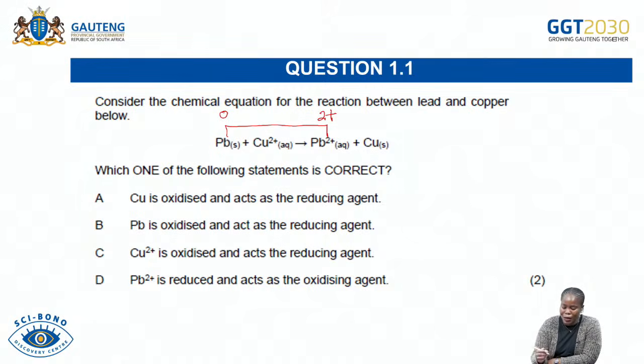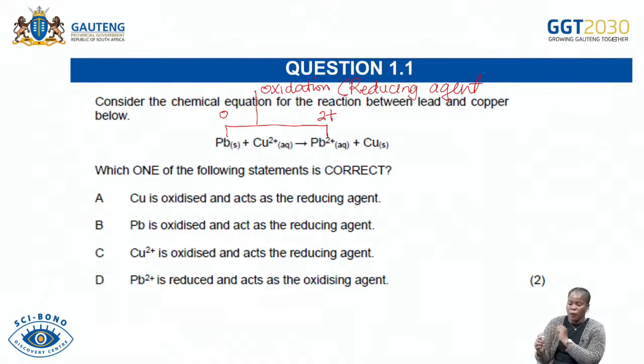So what happened? Over here are two things I want to identify. Oxidation happened here, because oxidation took place here. So that means that lead is a reducing agent. Okay, done.